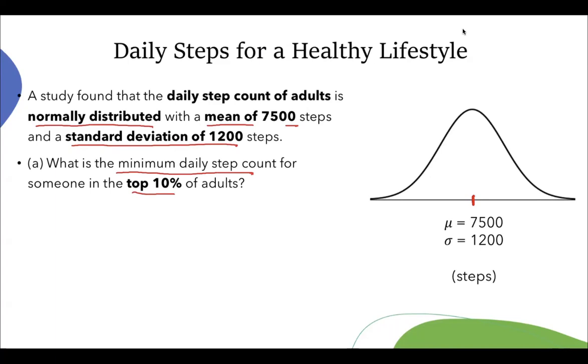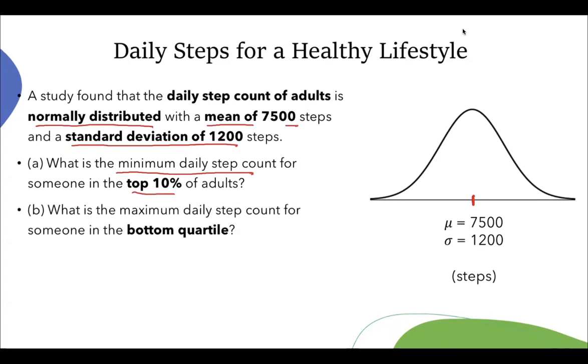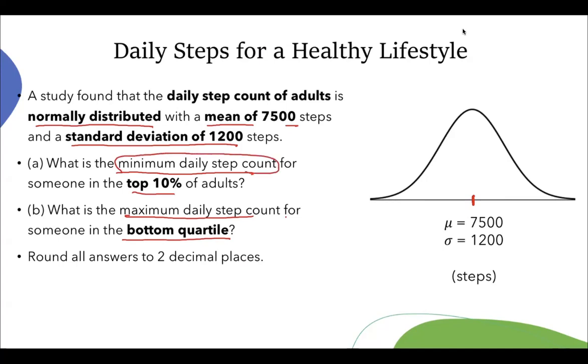Okay, let me go through the questions first. The second is the maximum daily step count for someone in the bottom quartile. Those are our two questions. Even though they're phrased slightly differently than the previous question, they really are solved in exactly the same way. The thing that students sometimes get confused about is the use of the word minimum here and the word maximum here, but it really is solved in exactly the same way. So let's do part A.